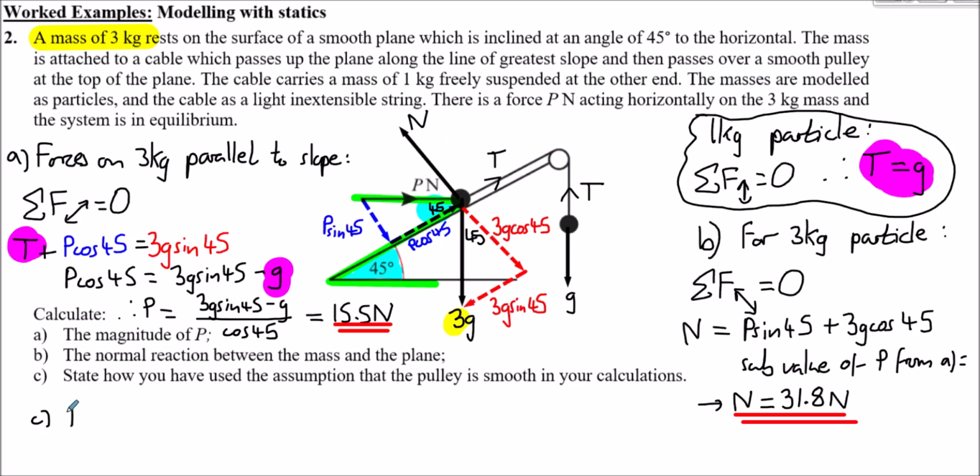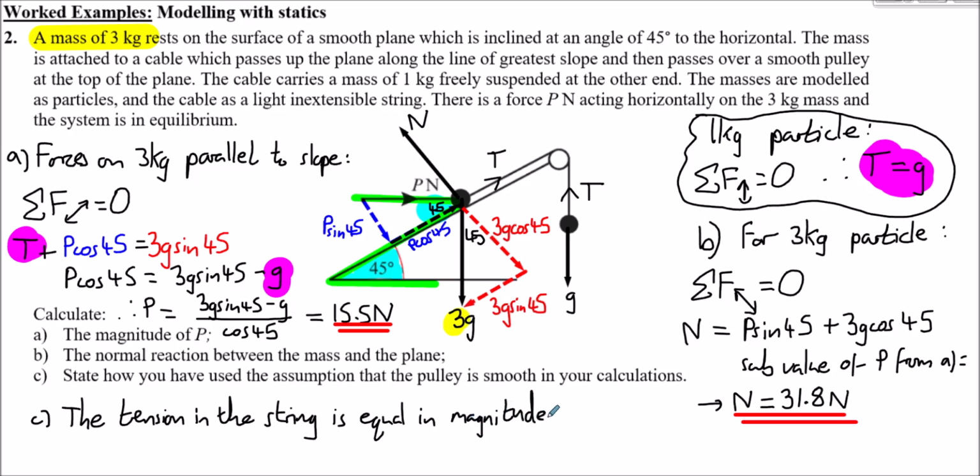So because it's smooth, the tension in the string is going to be equal. I could say equal in magnitude, I suppose. So it's equal in magnitude at either side of a pulley. And that's all we need to say really for part C.